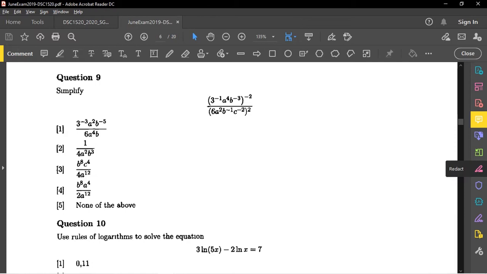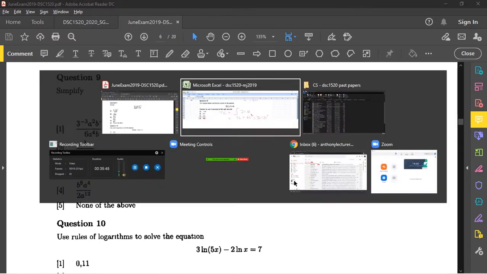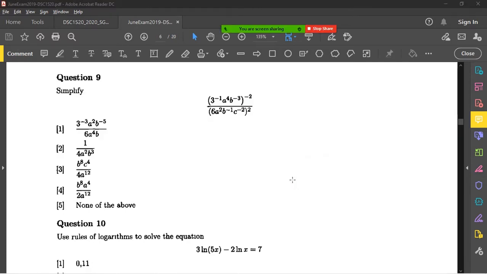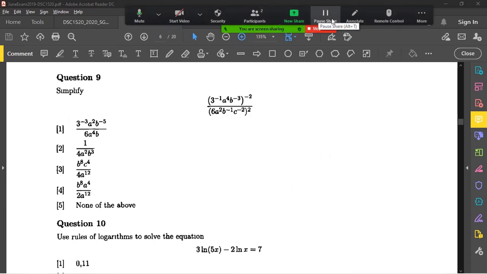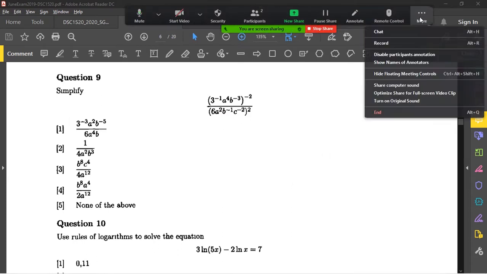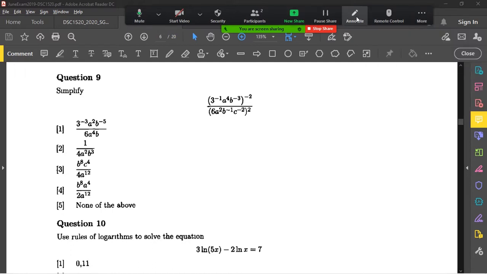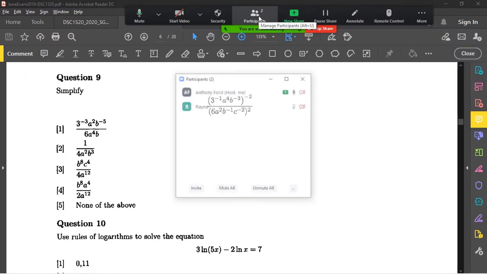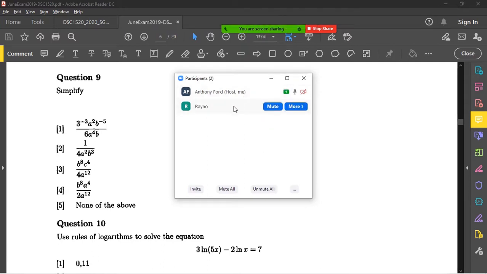Where's the Zoom thing? I want to give you the chance to write on the screen. Let me just see, how do I do this again? Here.